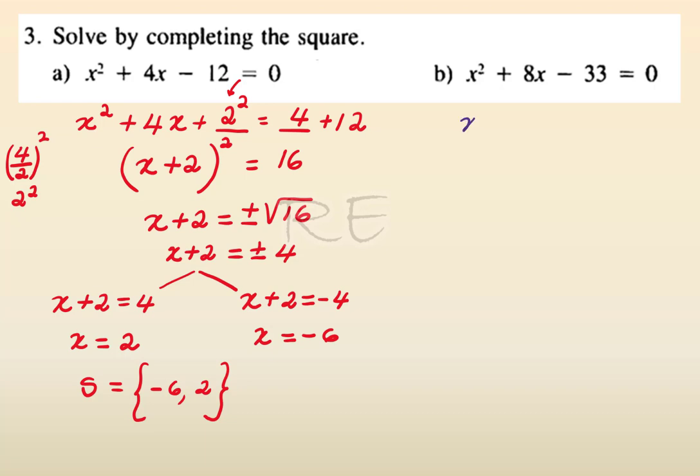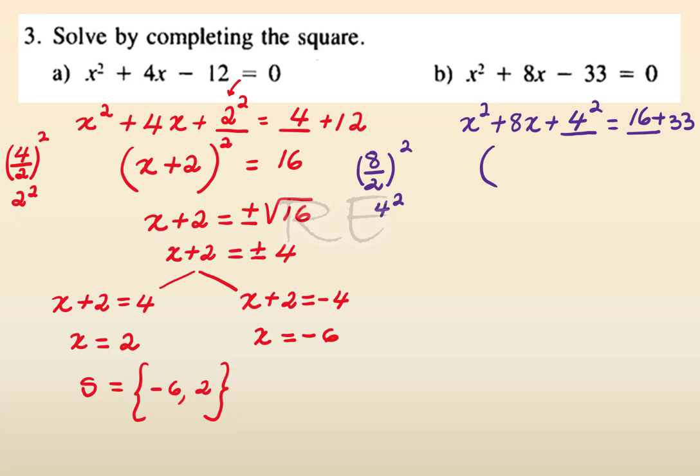For b, after we move negative 33 to the right side, we get x squared plus 8x plus the missing piece is equal to the missing piece plus 33. The missing piece is 8 divided by 2 squared, which is 4 squared. I'm going to add 4 squared to both sides, and 4 squared is 16. Now we make our template, and 16 plus 33 is 49.